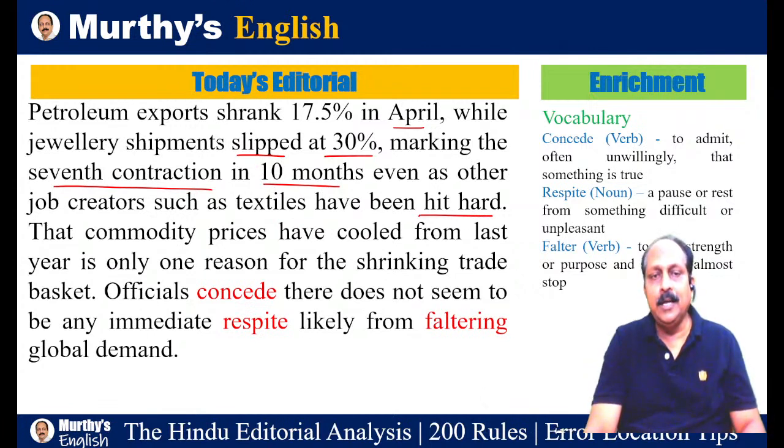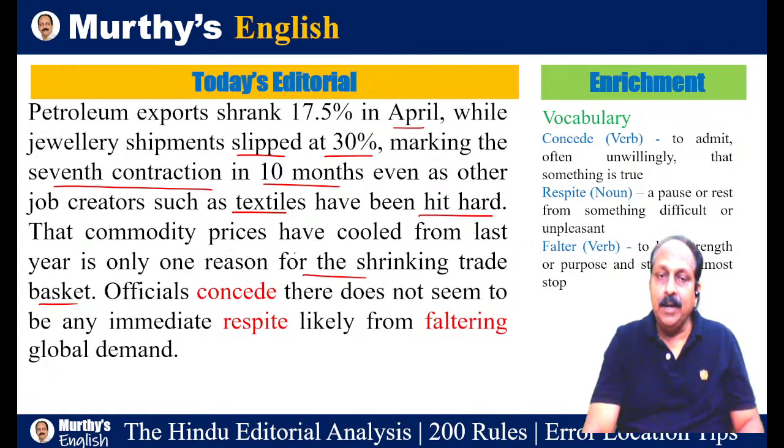Generally, when we talk about exports, value added petroleum exports is one thing, jewelry exports another, and the third is textiles. And all three segments have been affected, hit hard. That commodity prices have cooled from last year is only one reason for the shrinking trade basket. So, what is the reason? Not only one reason, many reasons.